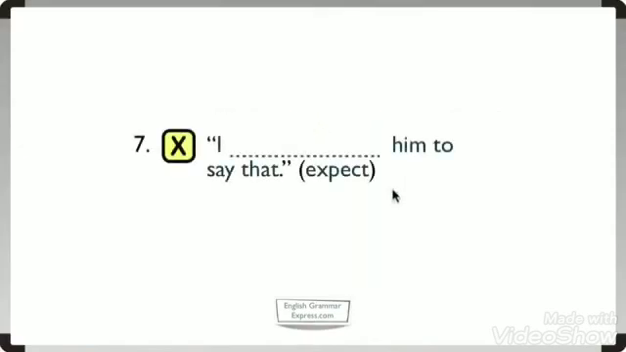And finally, number 7, no picture here. I something him to say that. And the verb is to expect. We want this in I form, in the negative form of past continuous. And the sentence is, I wasn't expecting him to say that. And that's the end of this practice exercise.